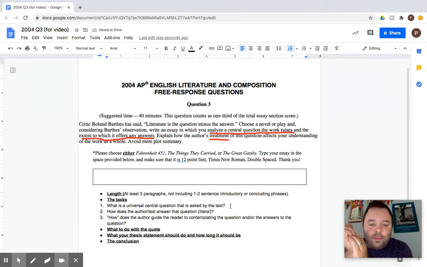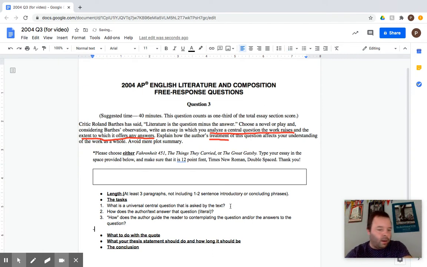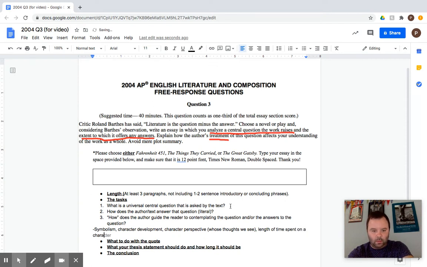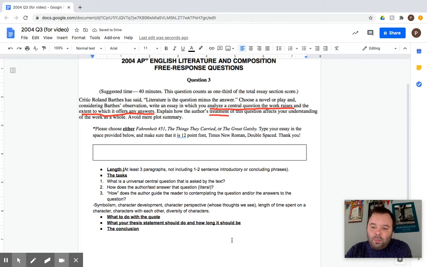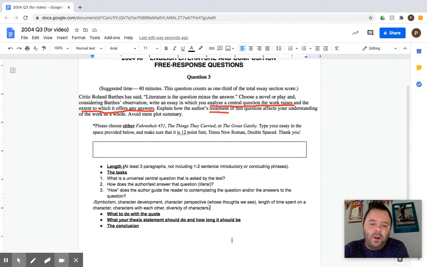So obviously that's multifaceted, right? But some of the things we could think about here are different literary devices or plot devices. We could go with anything from symbolism to character development to character perspective. In other words, whose thoughts we see, to length even of perspective, to even something like characters' interactions with each other, diversity of characters and personalities, anything along those lines. We could probably add more to that list, but I don't want this video to become something that takes you 35 minutes to go through.